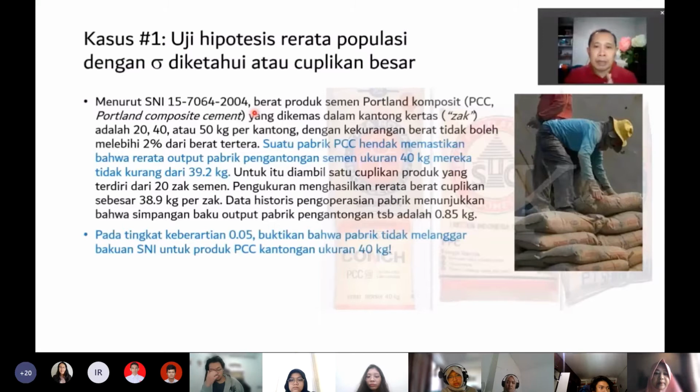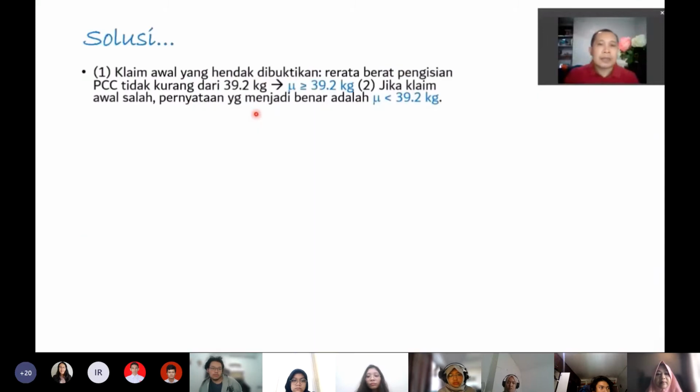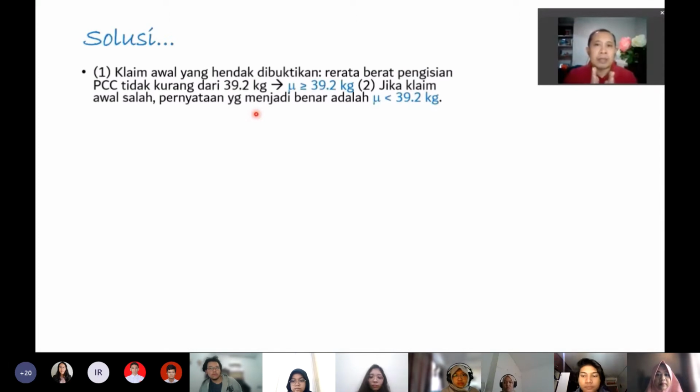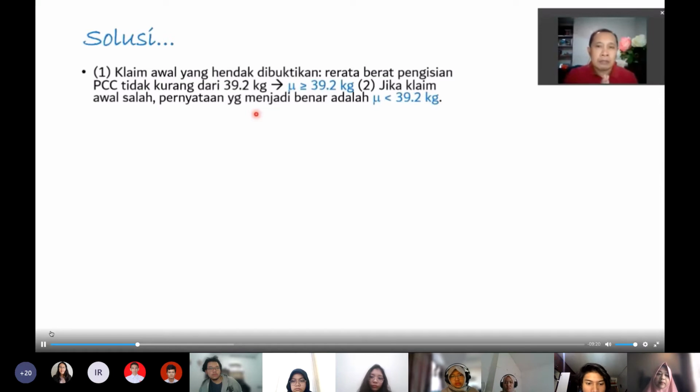Bahwa pabrik tidak melanggar SNI tadi. Ya. Pertama-tama kita menyusun terlebih dahulu klaim. Ya, kita tidak boleh meremehkan pentingnya menyusun klaim yang benar, karena kalau klaimnya tidak kita susun dengan benar, maka hipotesis nol dan hipotesis alternatifnya pun juga tidak akan tepat penyusunannya. Ujung-ujungnya adalah kesimpulan yang diambil juga tidak tepat.